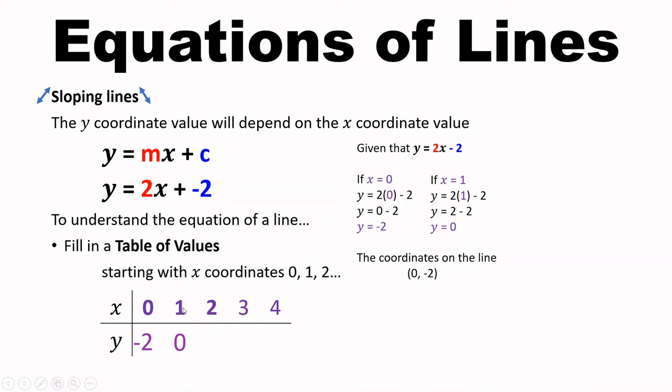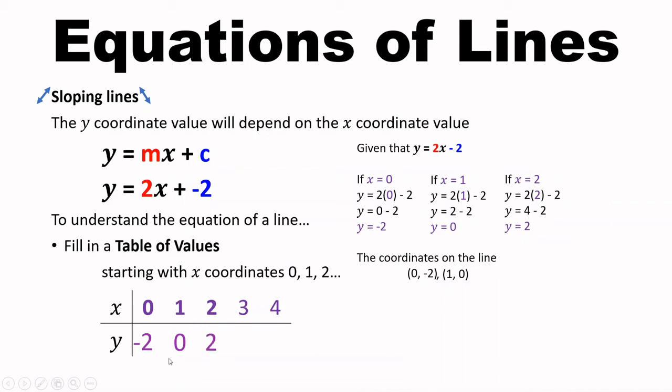And now that I have an x and y value that belong together, I've got an xy coordinate. The coordinate (1, 0) will be another point on my line. Let's keep going. We need at least 3 points to make sure this is a nice straight line. So let's go on to our next x value. When x is equal to 2, what will y be? Y will be equal to 2 times 2 minus 2. 2 times 2 is 4, so y is equal to 4 minus 2, which is 2. So when x is equal to 2, y is also equal to 2.